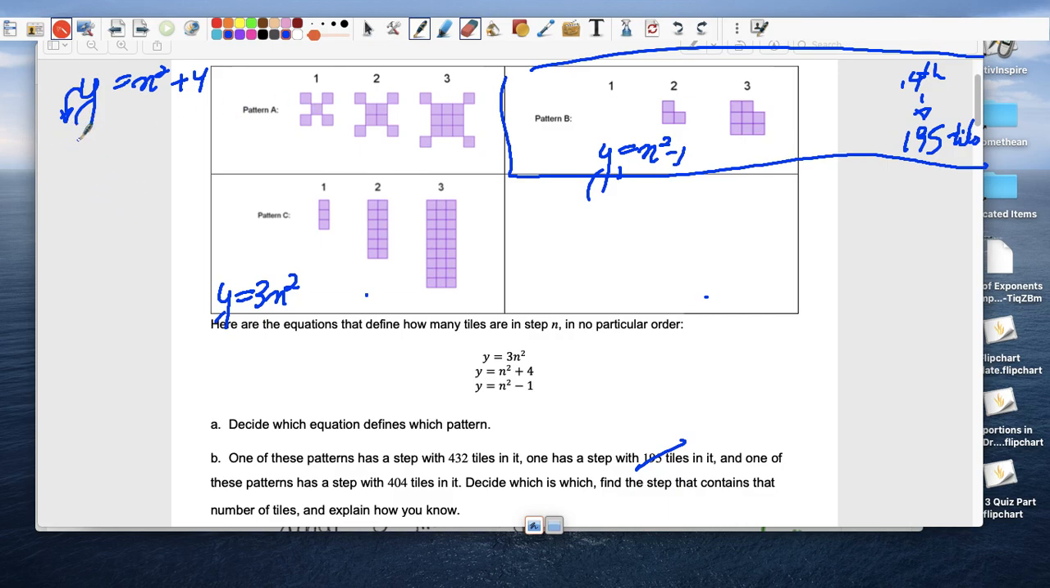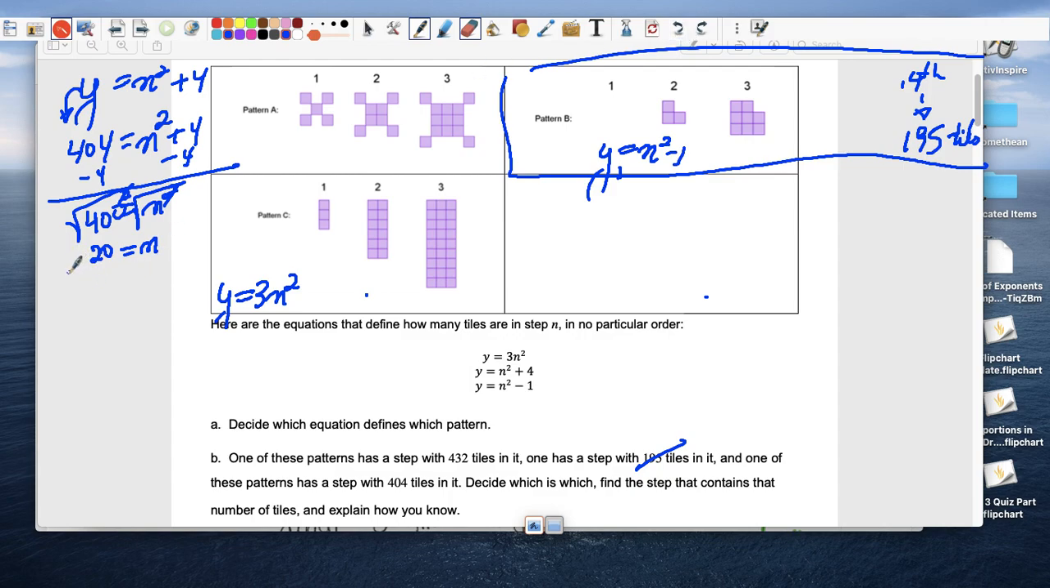So in pattern A, if there's 404 tiles, what term was it? So plus 4, so we're going to subtract 4 on this side, subtract 4 on this side. N squared is 400. And that one works. And we'll take the square root of this side, take the square root of this side. That goes away. So what's the square root of 400? N equals, it's actually plus or minus 20, right? But we're not interested in the negative, so n equals 20.